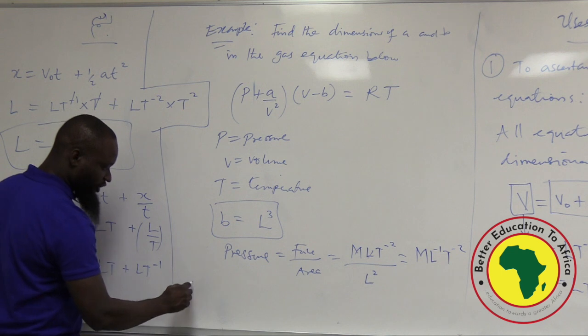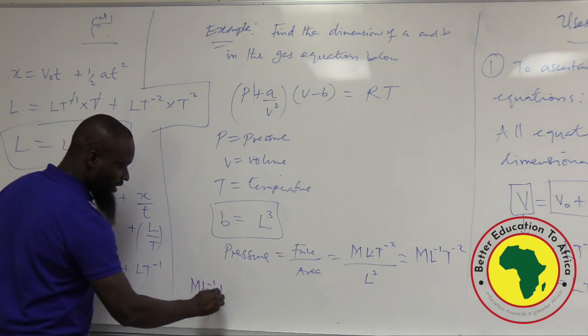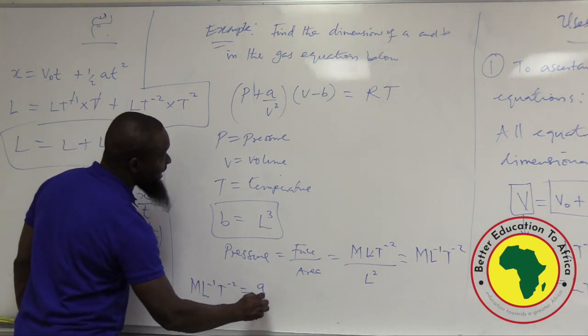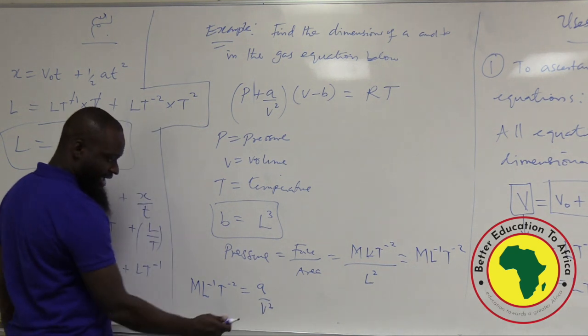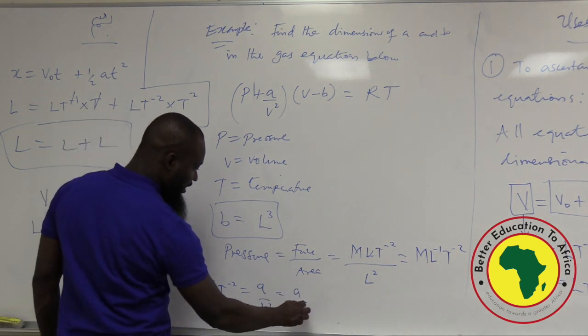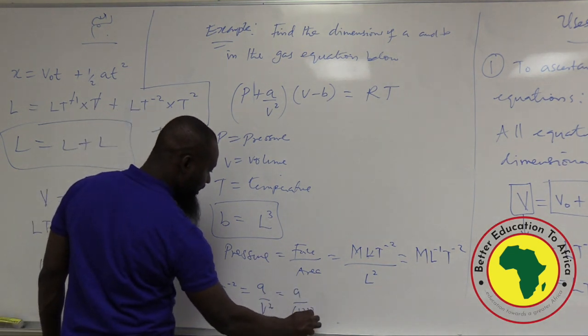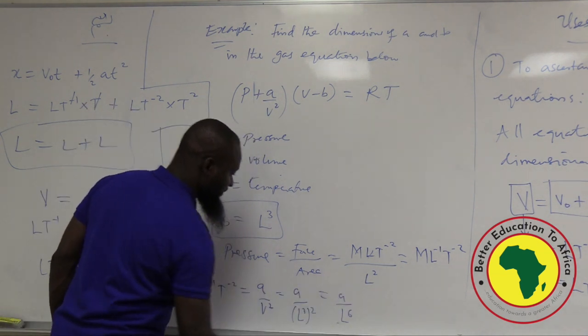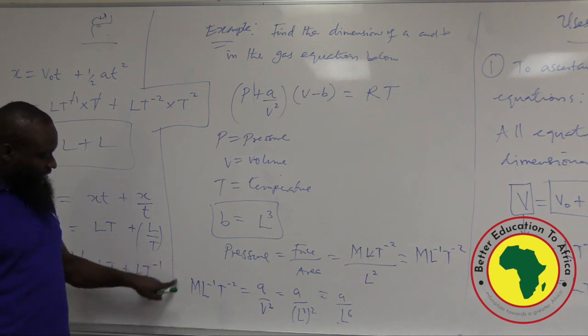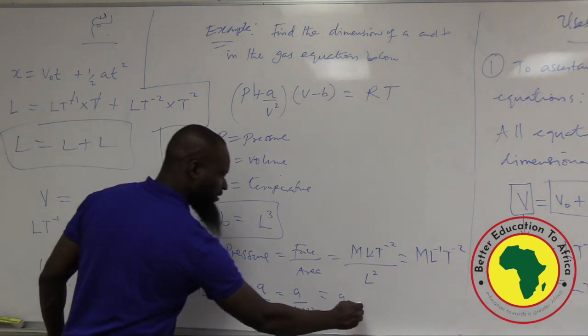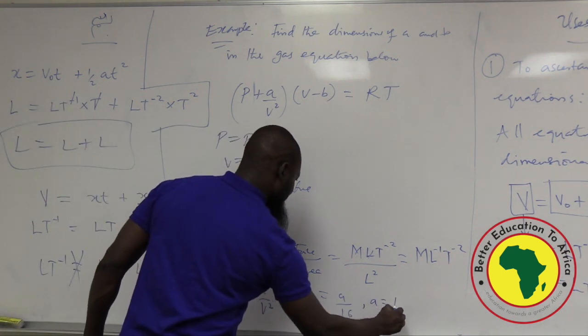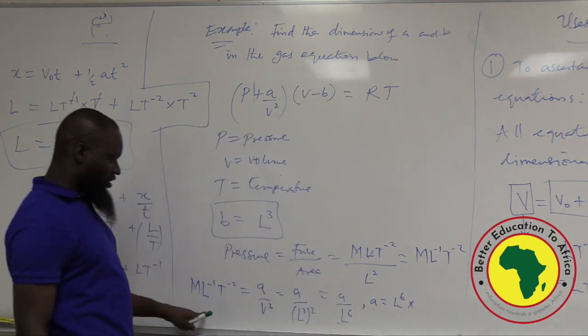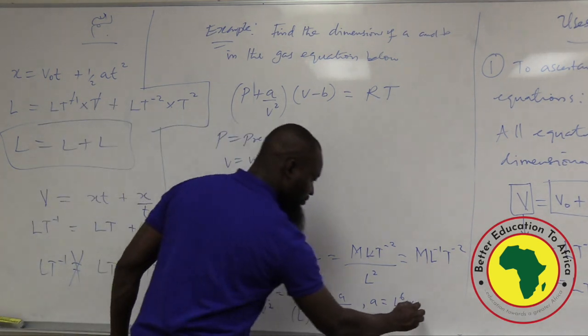Now the dimensions of pressure, m L to the minus 1 t to the minus 2, equal A over V squared. And V is volume, so it's A over L cubed squared, because L cubed is volume. So it's A over L to the 6. So A over L to the power 6 is all of this. So what are the dimensions of A? It is just L to the power 6 multiplied by all of this: m L to the minus 1 t to the minus 2.